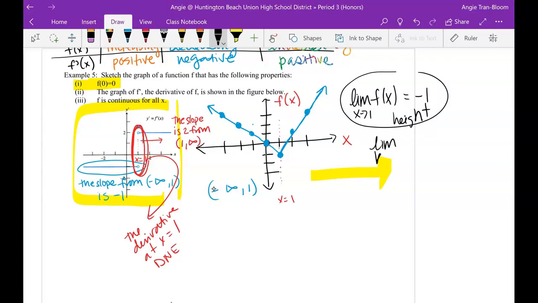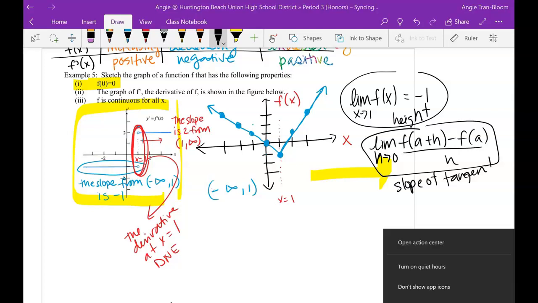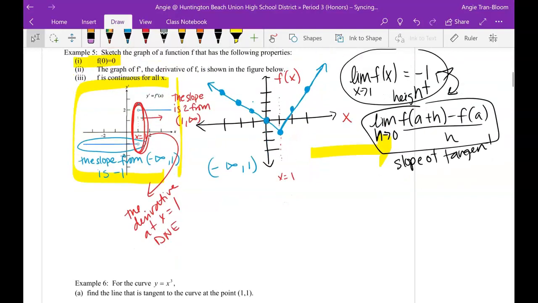The limit as h approaches 0 of f of a plus h minus f of a, all over h. This right here is talking about the slope of a tangent. Slope of tangent, okay? So for this derivative to exist, the slopes from the right and left have to exist. Okay, so hopefully this helps you differentiate the two different kinds of limits here. All right, I'm just going to take a break right here on this one.